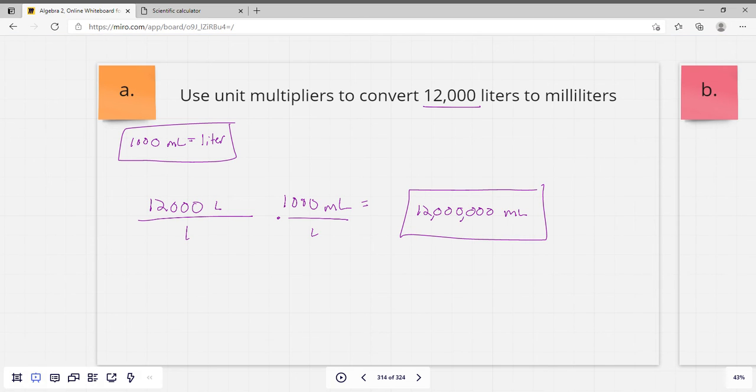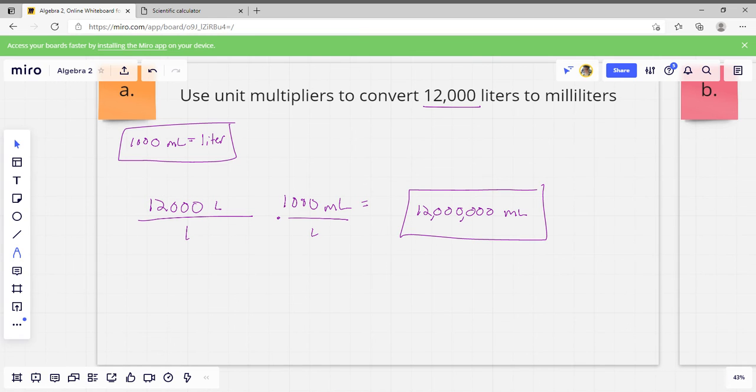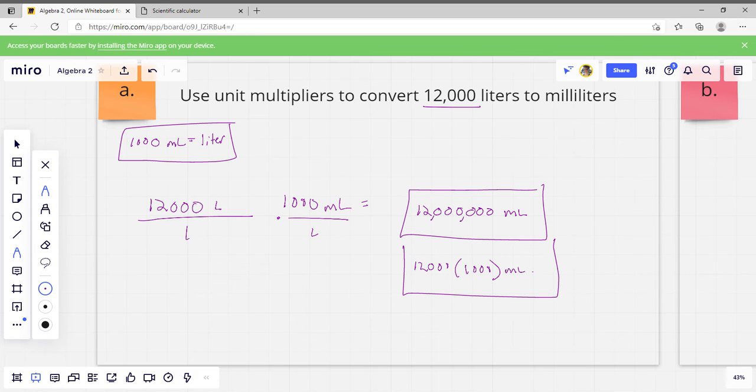You could have left it as like that. That's acceptable as well.